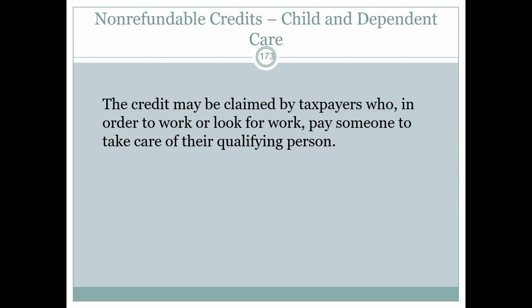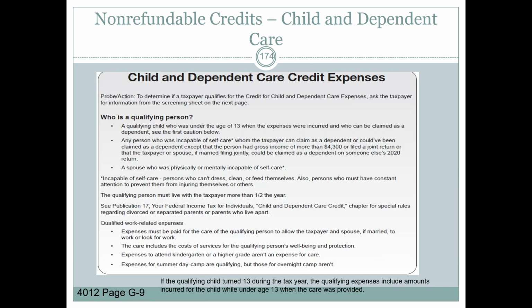The first credit that we will talk about is the child and dependent credit. The credit may be claimed by taxpayers who, in order to work or look for work, pay someone to take care of their qualifying person. Child and dependent care credit expenses really involve 5 tests: the qualifying person test, the earned income test, the work-related expense test, the joint return test, and the provider identification test, which we will cover individually.